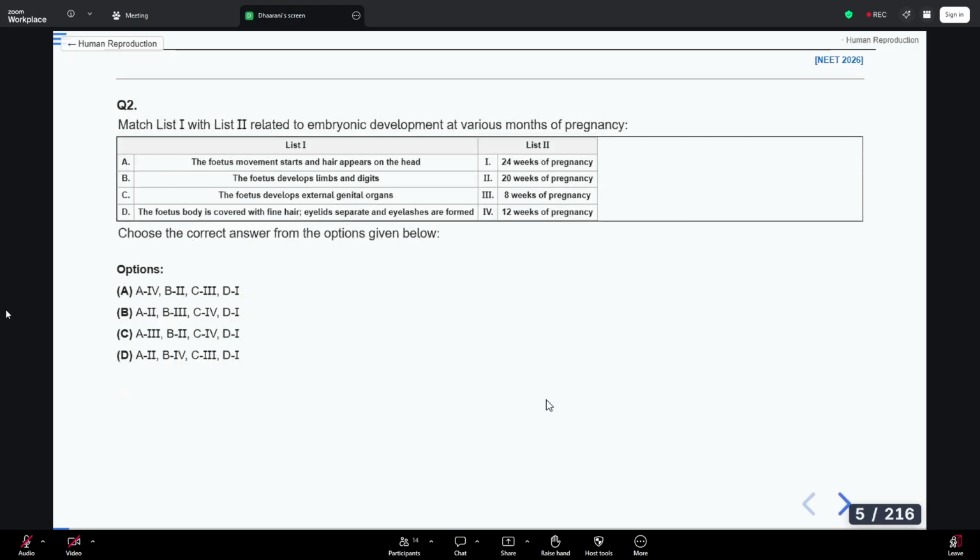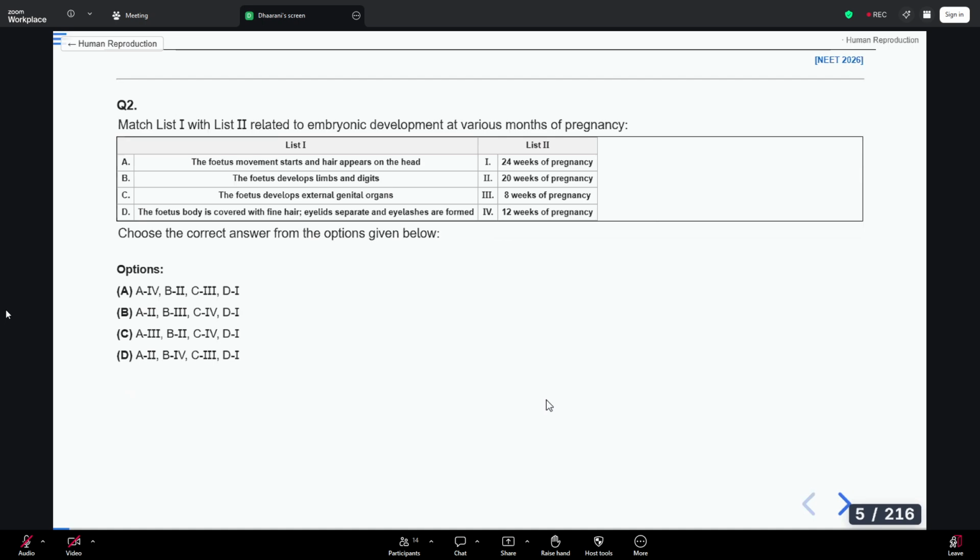Now it's a match the following. List 1 is embryonic development at various months of pregnancy. The fetus movement starts and hair appears on the head. The fetus develops limbs and digits. The fetus develops external genital organs. The fetus body is covered with fine hair. Eyelids separate and eyelashes are formed. You have to match with the weeks of pregnancy.